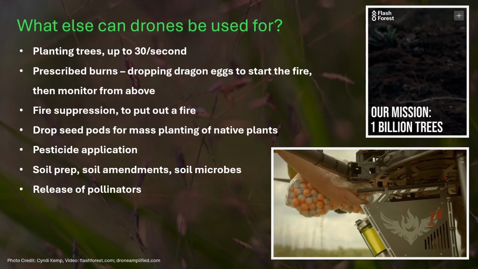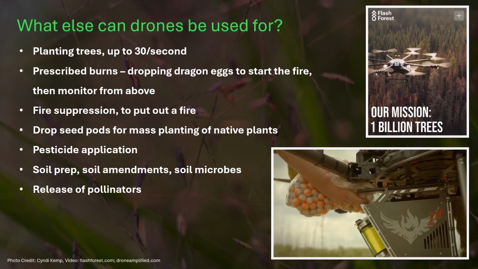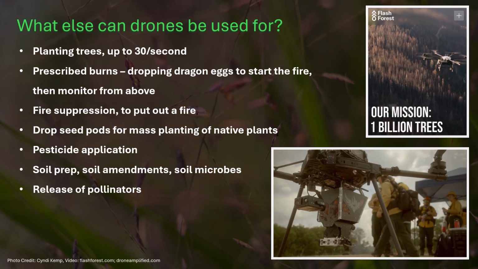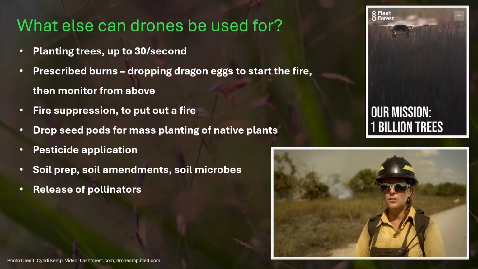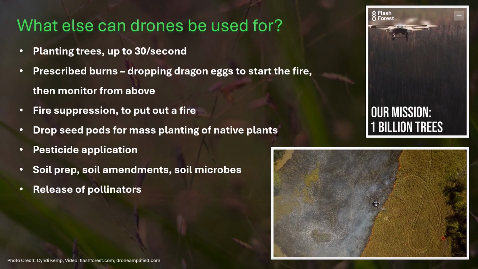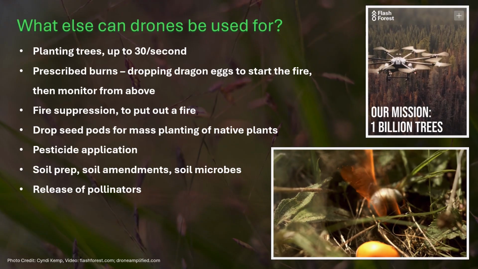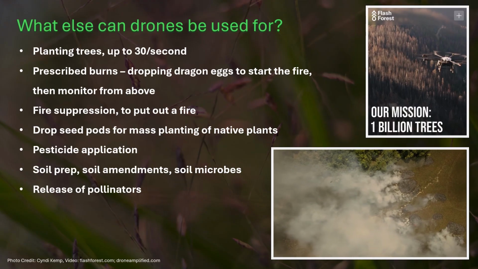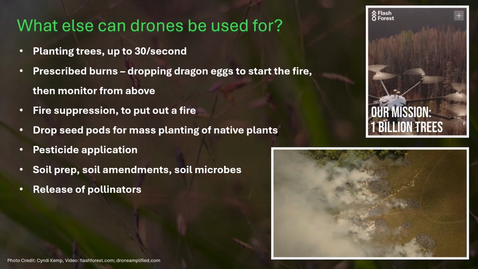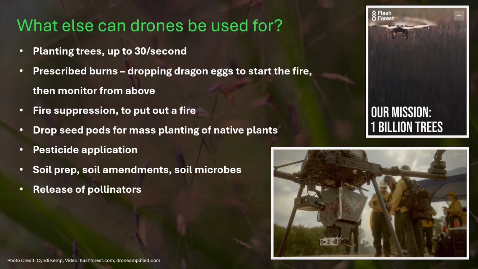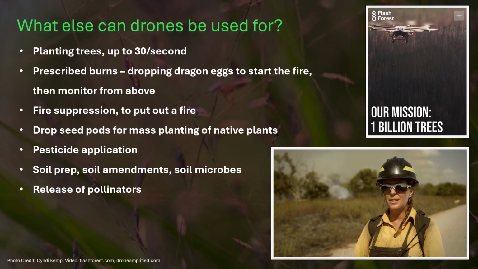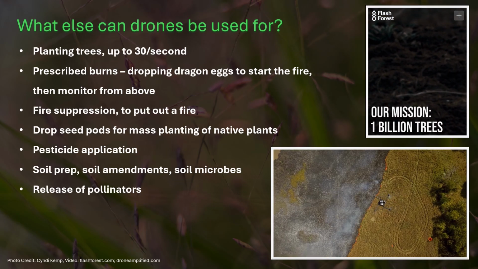We can plant trees up to 30 per second, get involved in prescribed burns, dropping dragon eggs to start the fire and then monitor from above. You can drop fire suppressant balls to try to put out the fires, drop seed pods for mass planting of native plants and grasses, do pesticide applications, soil prep, soil amendments, drop soil microbes, release pollinators. Again, the list is endless.